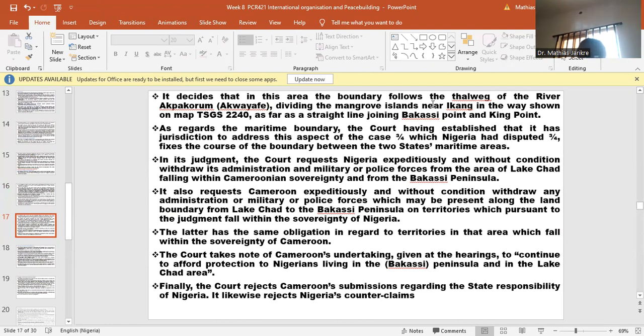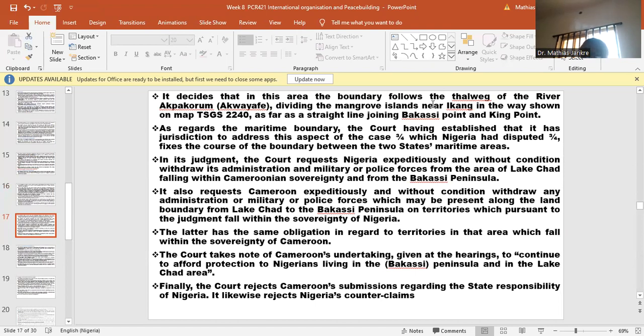As regards the maritime boundary, the court, having established that it has jurisdiction to address this aspect of the case, which Nigeria had disputed, fixed the course of the boundary between the two states' maritime areas.